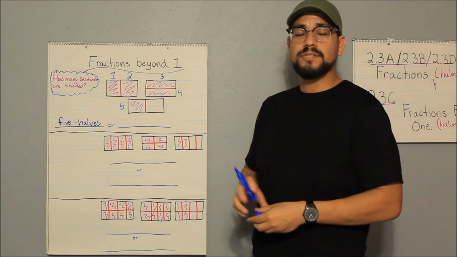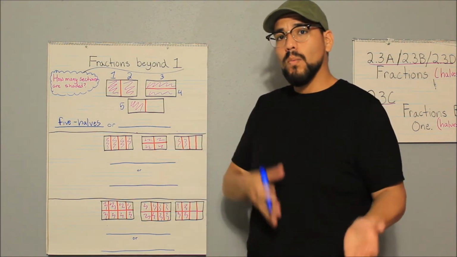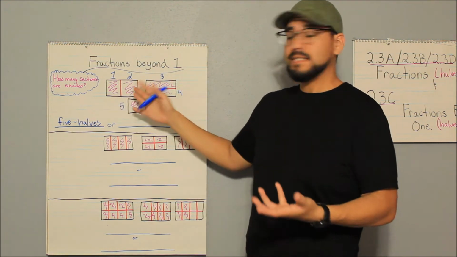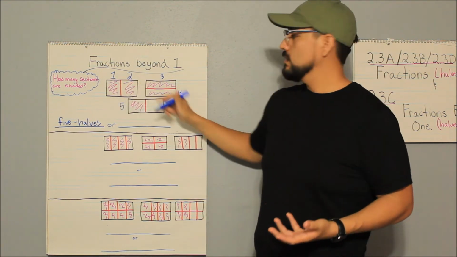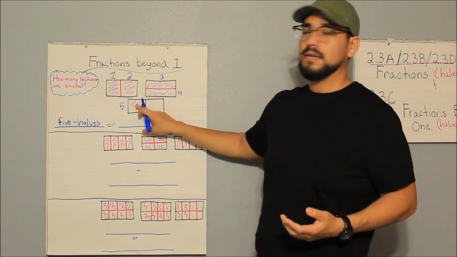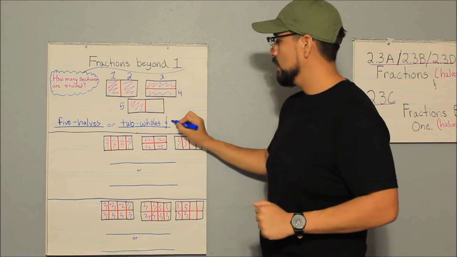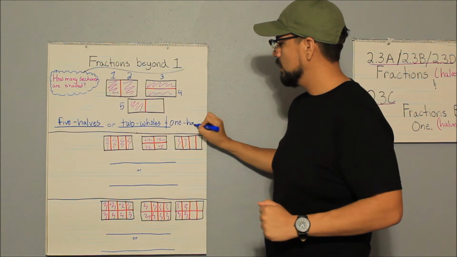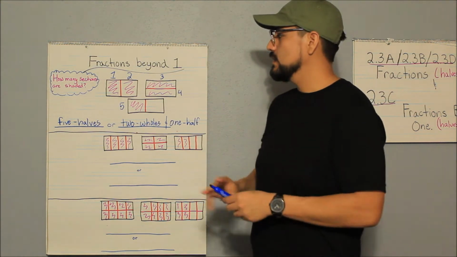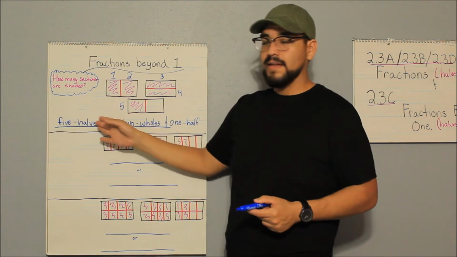There's also another way to write this. I can say I've had 5 halves, but let's say that these are cookies. Let's picture these as cookies. I have one whole that's shaded in, I have another whole that's shaded in, and I only have 1/2 that's shaded in. So another way to write this is 2 wholes and 1/2, or I can say 5 halves.